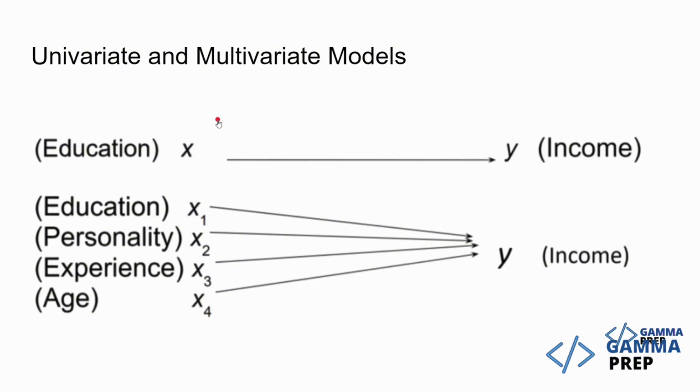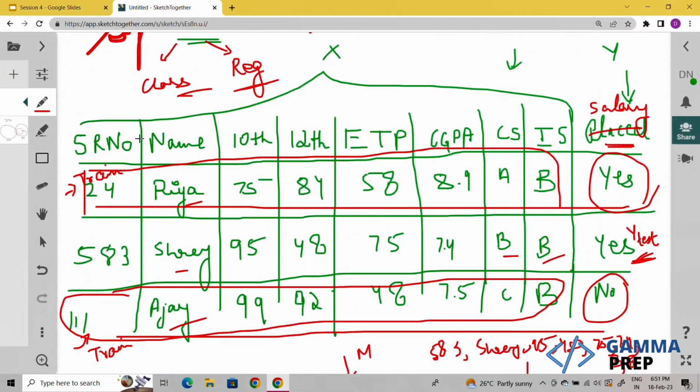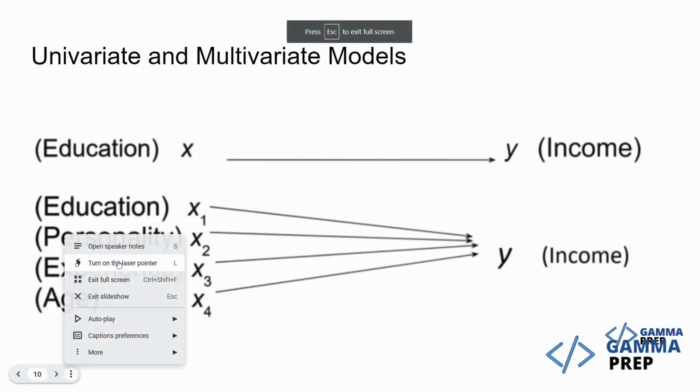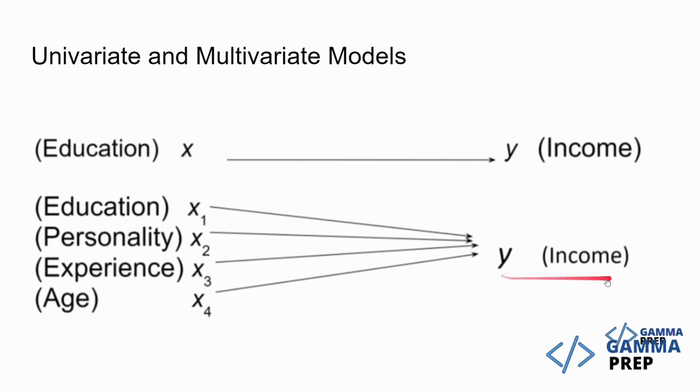Now we have something called univariate and multivariate models. So we saw it here. Here we had lots and lots of features on which my target was depending. So there are multiple independent attributes here on which my target depends. When you have multiple independent attributes, it is called a multivariate model. So for example, here also you see your income is dependent on your education, personality, experience and age. So Y is dependent on multiple independent attributes or features. So it's called a multivariate model.